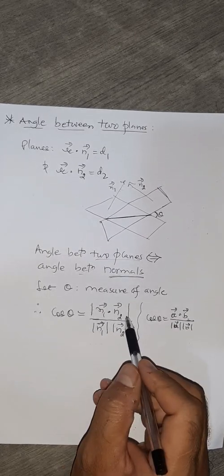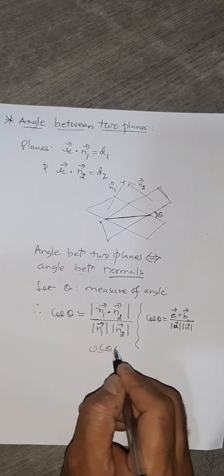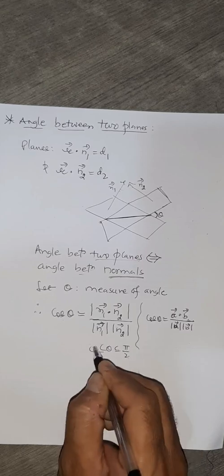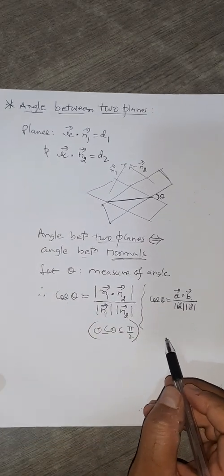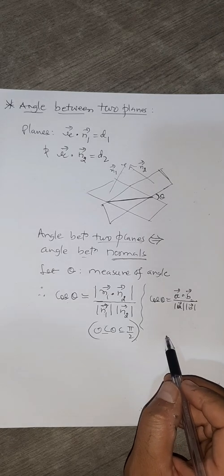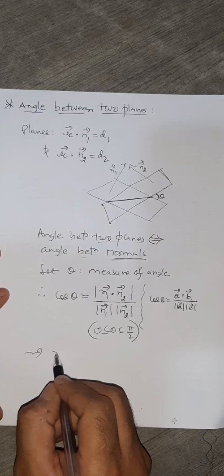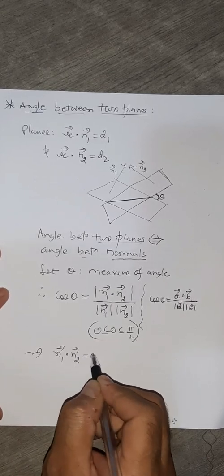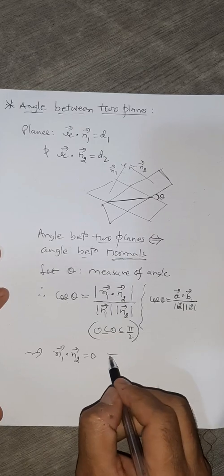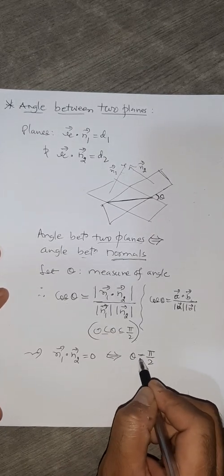And why have we placed the modulus? Because in this case theta is always from 0 to pi by 2, to make it an acute angle. In the case of vectors, it could be an obtuse angle, if you remember. As a special case, if the dot product equals 0, that means the normals are perpendicular. In that case, the angle between the two planes is 90 degrees, which is pi by 2.